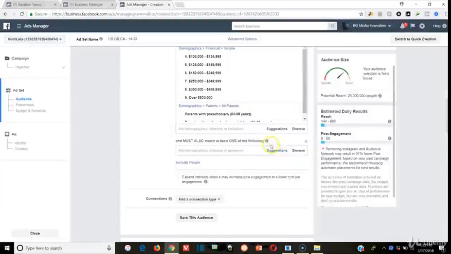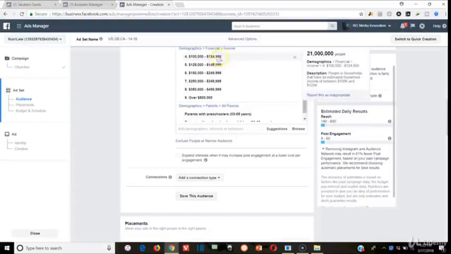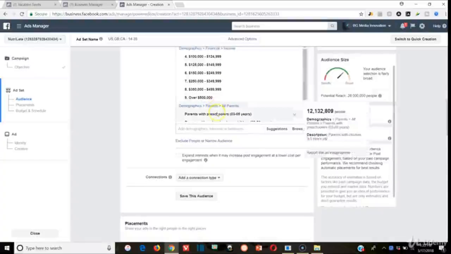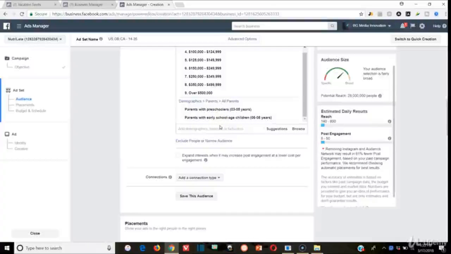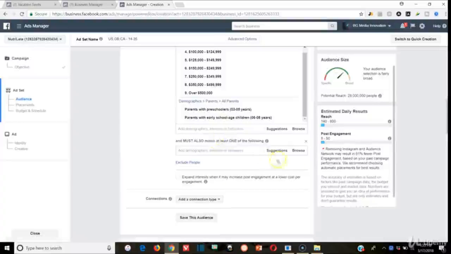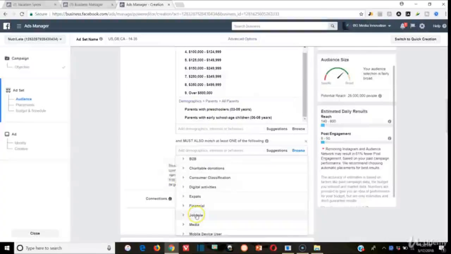Now, if you wanted to get really narrow, you could basically say, people that make over 100 grand a year, that are parents with preschoolers or parents with early school age children, and then you narrow your audience, but also have a behavior of charitable donations. Whatever it is that you want. Like I said, it's the same demographics, but then you're just essentially narrowing it down.